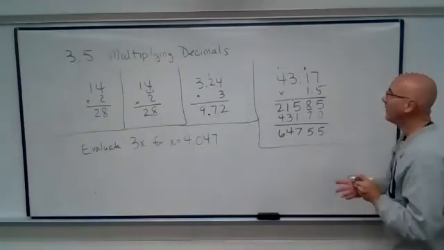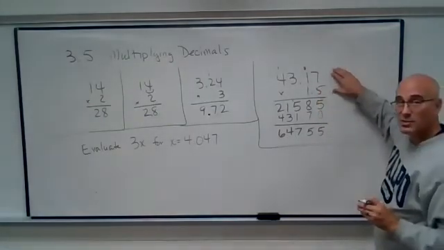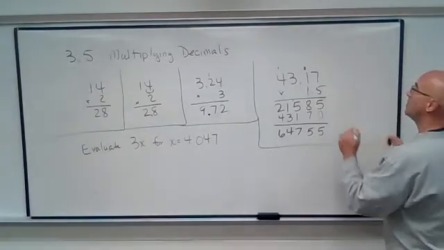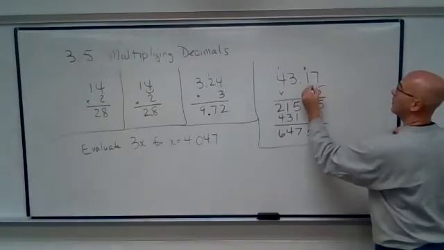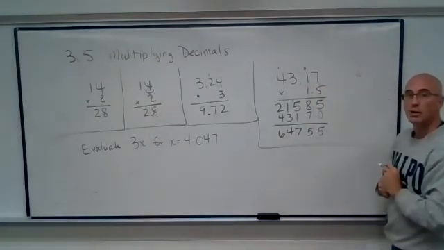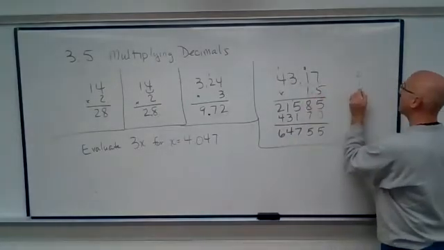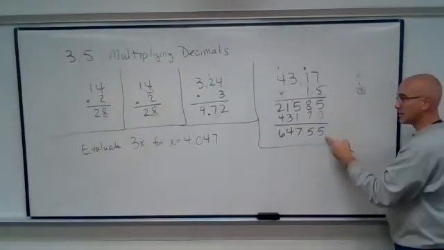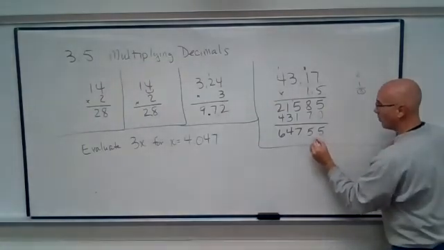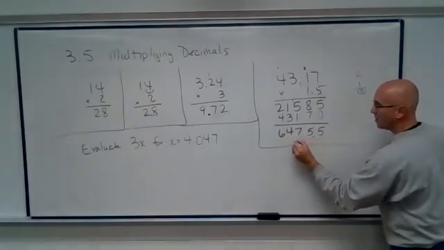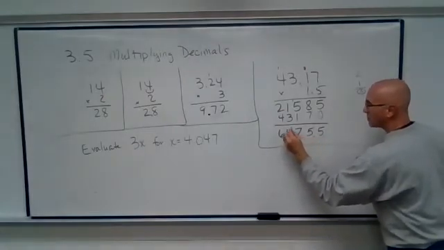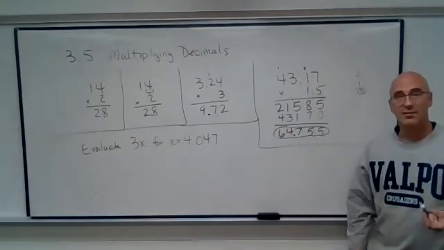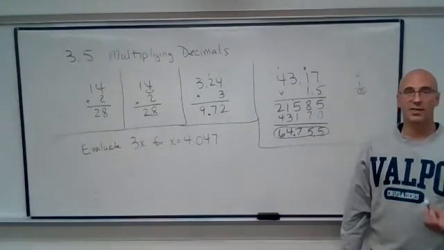Nope. We have to count the places after the decimal in both numbers. So here, 1, 2, we have 2 places. Here, we have 1. So we have to move a total of 3 decimal places in our answer. 1, 2, 3. So our final answer, 64.755.